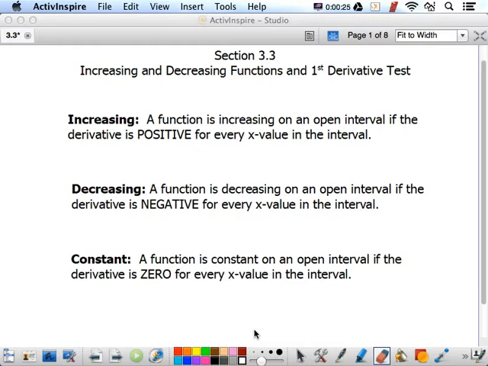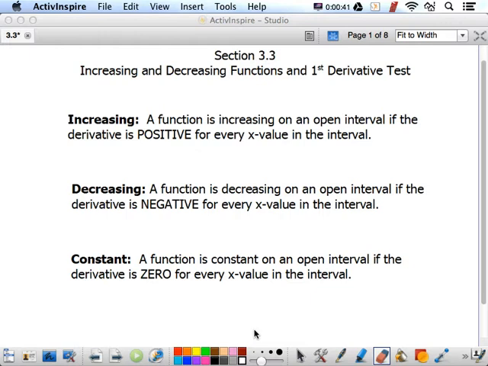In algebra, we just looked at the graph and we estimated where it was increasing, where it was decreasing, and where it was constant. But with calculus, we can actually use the derivative and whether the derivative is positive or negative or zero to determine whether it's increasing or decreasing or constant.